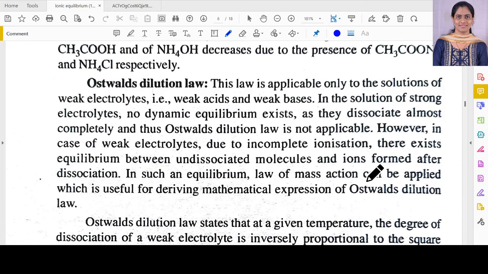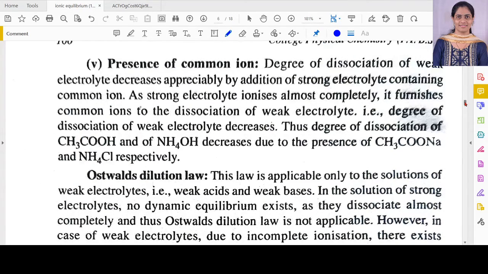So we have seen examples under the acid category and under the base category. For acetic acid, the degree of dissociation of acetic acid is suppressed by addition of sodium acetate, whereas for ammonium hydroxide, the degree of dissociation of ammonium hydroxide is suppressed by addition of ammonium chloride. Ammonium chloride and sodium acetate are the strong electrolytes which contain a common ion. So the acetate ion is common with acetic acid and NH4 plus ion is common with ammonium hydroxide.